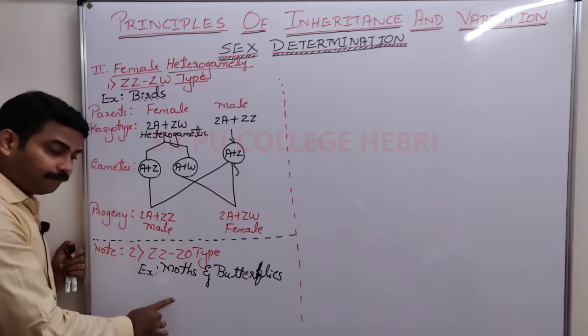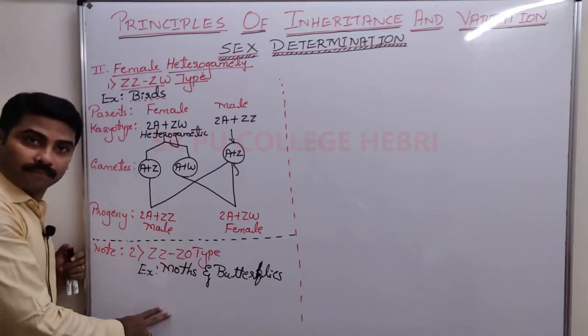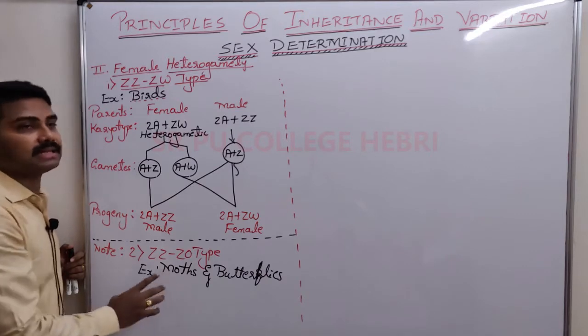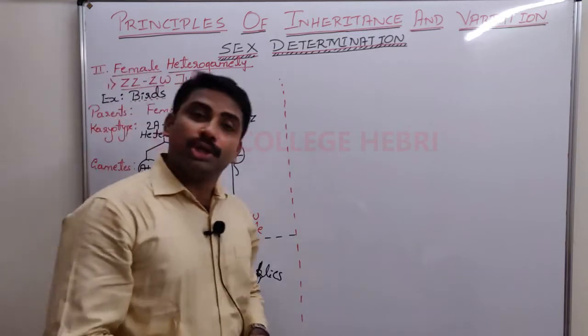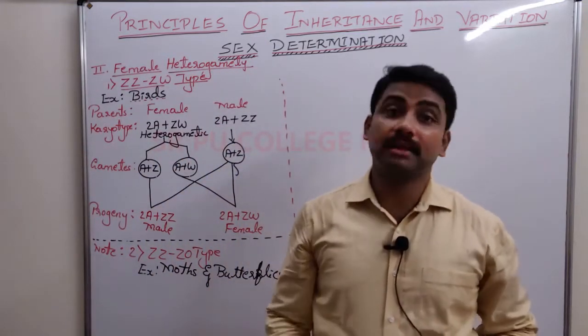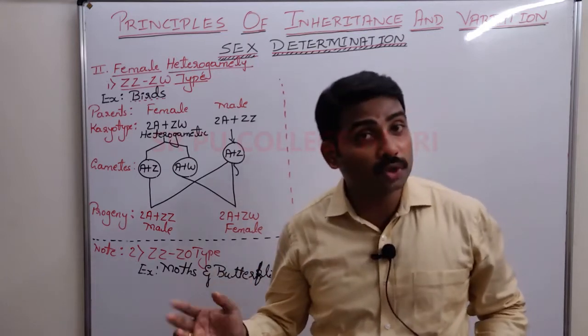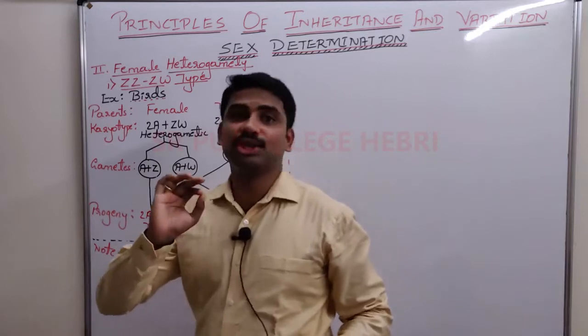What will you write? Female is having AA plus ZO, or 2A plus ZO in this case. What do you mean by ZO? She is having only one sex chromosome. Which is that? Z. Another sex chromosome is missing, absent, which is represented by the condition O.